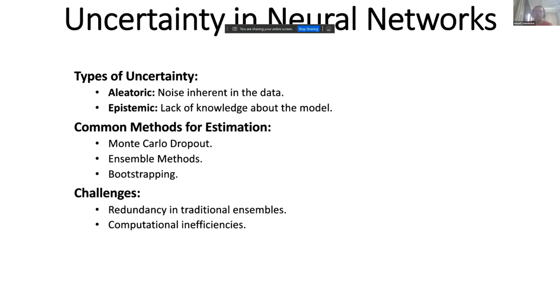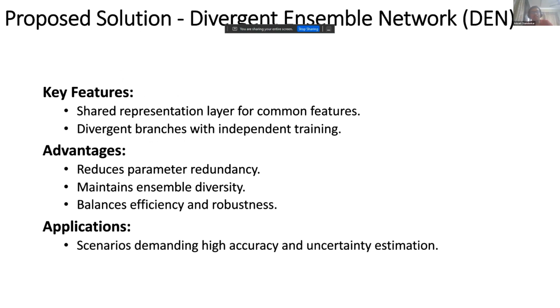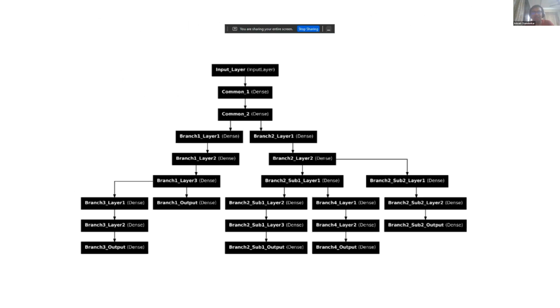The common methods that are generally used for modeling uncertainty are Monte Carlo dropout, ensemble methods, and bootstrapping. There is also a Gaussian neural network, which is famous, but it is well known that it is way more difficult to train. So we propose a new architecture called Divergent Ensemble Network. I'll move directly to the architecture.